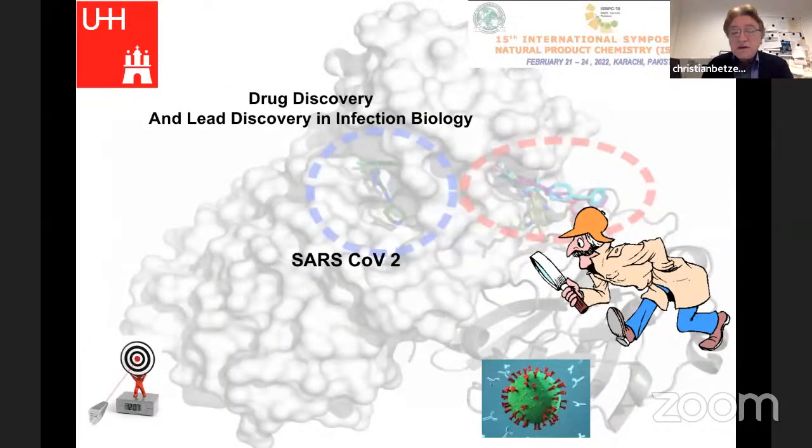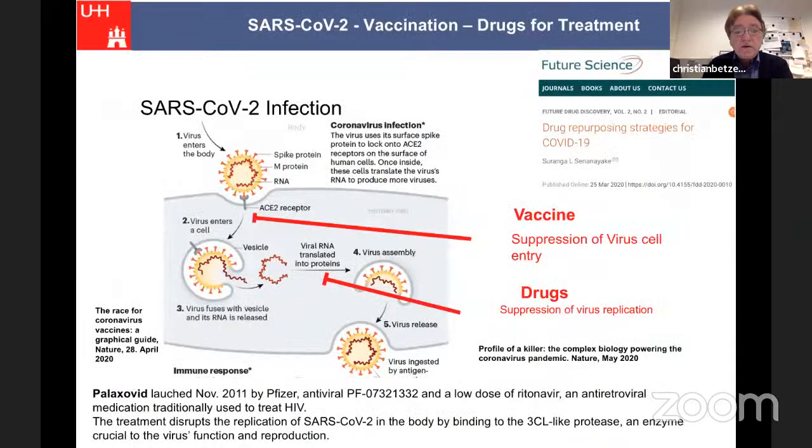Now I'm coming to the last part of my presentation, and I have to speed up a little bit, but you can send me questions afterwards. Along with COVID, we joined international efforts to look at targets which are vital for the virus. You know the strong and successful efforts to identify vaccines. And it's the same in parallel for drugs.